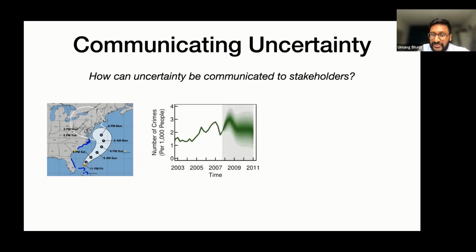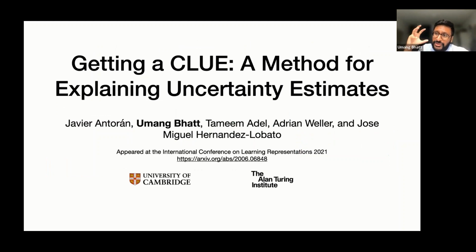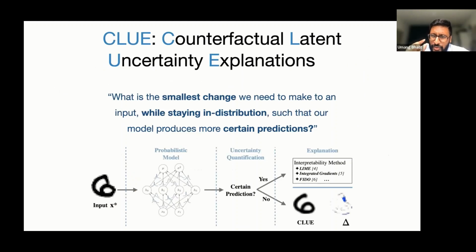There are lots of really intuitive ways of actually providing these types of things. You might have seen fan plots or just standard distribution plots, like where you're looking at error. Another thing about communicating uncertainty that we've done is providing, as I said earlier, explanations of where uncertainty lies in input space. So this is a paper that was an oral at ICLR last year. And what we actually do is we say, what is the smallest change you can make to an input while staying in distribution, which means we're using generative models, such that our model will produce more certain predictions, right? So instead of telling you what is important, tell me what is causing your uncertainty, if I may use that word cause lightly for now.